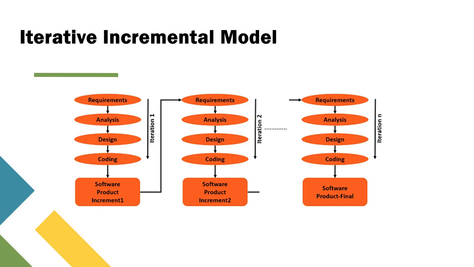So the outcome of the subsequent iteration, that is here, if we see iteration 1, the outcome of this iteration is an enhanced working increment of the product. So this is repeated till the product accomplishes the required functionalities. This will repeat till iteration n.